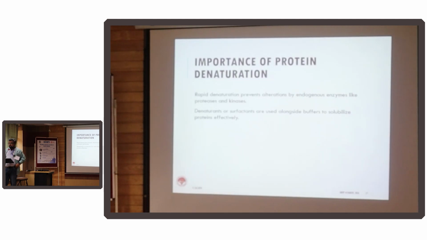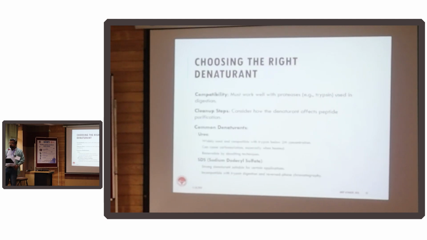Denaturants and surfactants are there to solubilize proteins effectively. So you will use surfactants or detergents so that you can solubilize the protein. How do you choose it? Again, multiple ways. First, it must work well with your protease, because ultimately you would need a protease like trypsin to digest your proteins, and you are not removing the salts before the trypsin digestion. So remember, you cannot use a denaturant that will denature trypsin. Trypsin is also an enzyme, it's a protein, so you cannot use a denaturant that will still be in solution and start impacting trypsin activity.